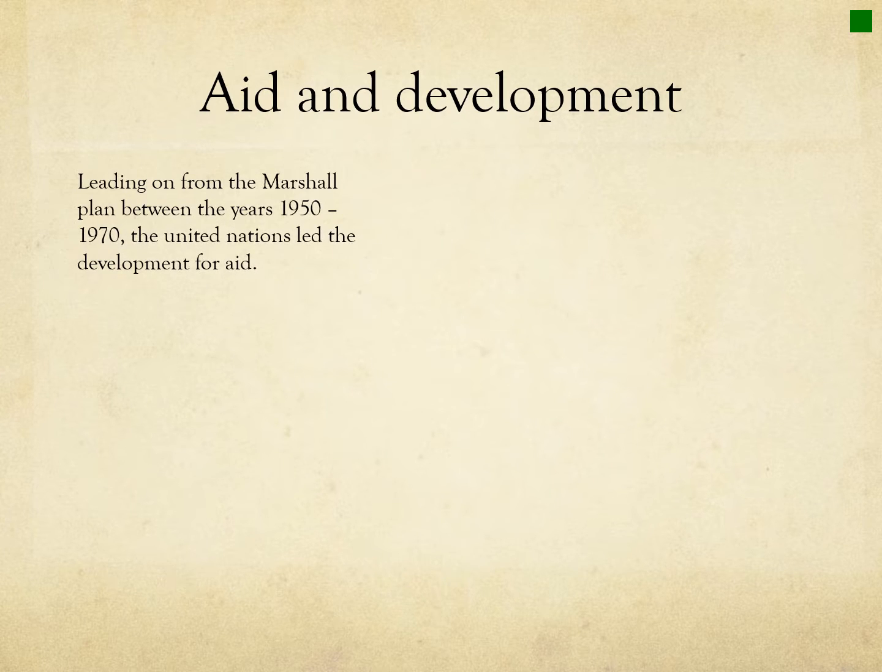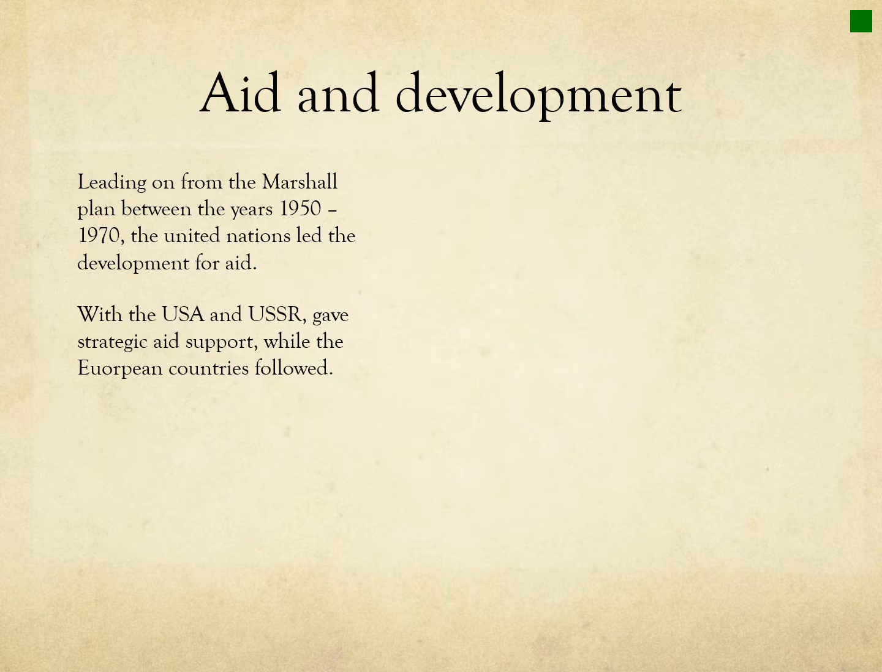Leading on from the Marshall Plan, between the years of 1950 and 1970, the United Nations led the development for aid. As the volume of aid was on the rise, the UN was rising with it, putting more and more in place each year, with the USA and the USSR giving strategic aid support, while the European countries closely followed.